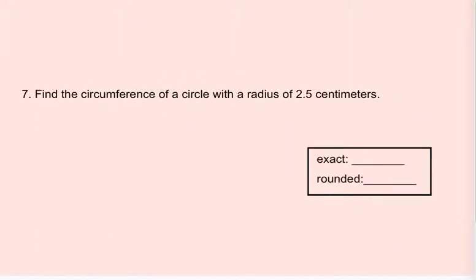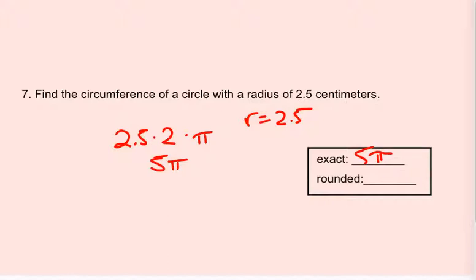So find the circumference of a circle with a radius of 2.5 centimeters. Okay, so the radius is 2.5. So I want to take 2.5 times 2 times pi. So 5 pi will be my exact answer. My rounded answer will be 15.7079. There's my answer. So double the radius, multiply by pi.